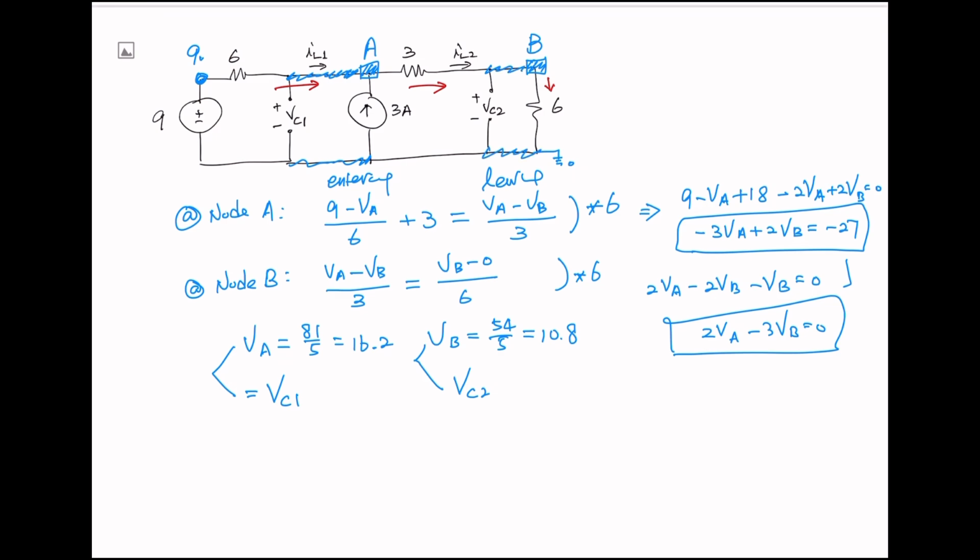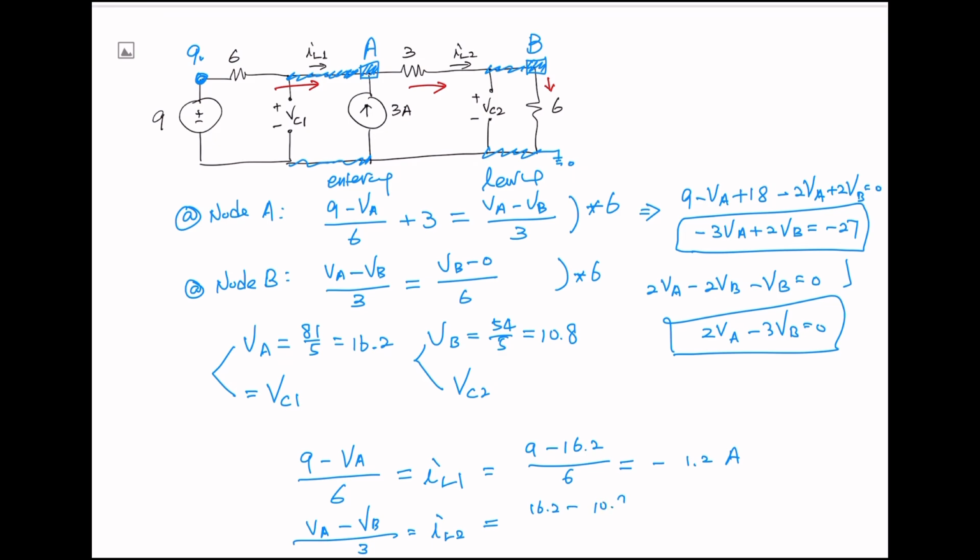Now, what about IL1 and IL2? IL1, when we set up the first equation, 9 minus VA over 6, that is actually IL1. The current goes through that line. So that is 9 minus, what was VA? 10.2 over 6. So IL1 is going to be negative 1.2 mA. And then IL2, we have VA minus VB over 3. That is IL2, and VA 10.2 minus 10.8 over 3, and that is 1.8.